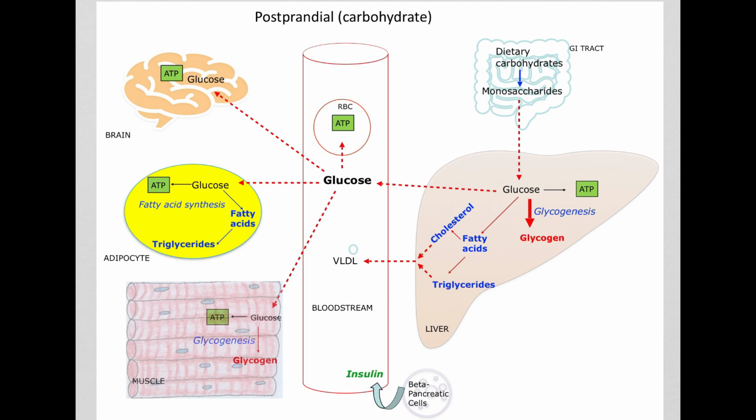Now humans can convert glucose into fatty acids and then use the fatty acids to make triglycerides as well as other lipids. So humans can do that. We can make glucose into fatty acids. We cannot do the other way around. We cannot take fatty acids and make glucose, but we can make glucose into fatty acids. So that's another important pathway that happens after a meal, and that is fatty acid synthesis.